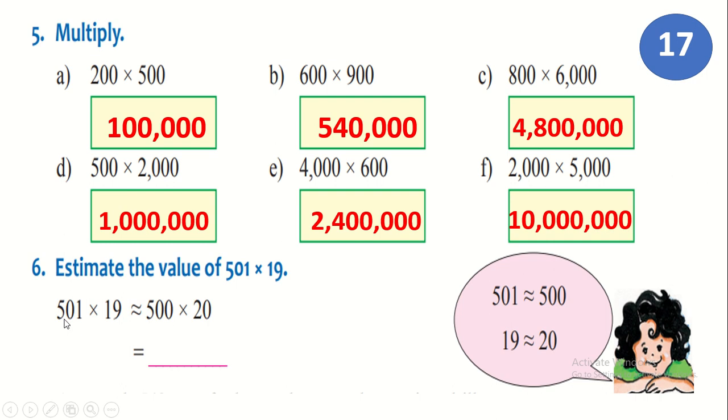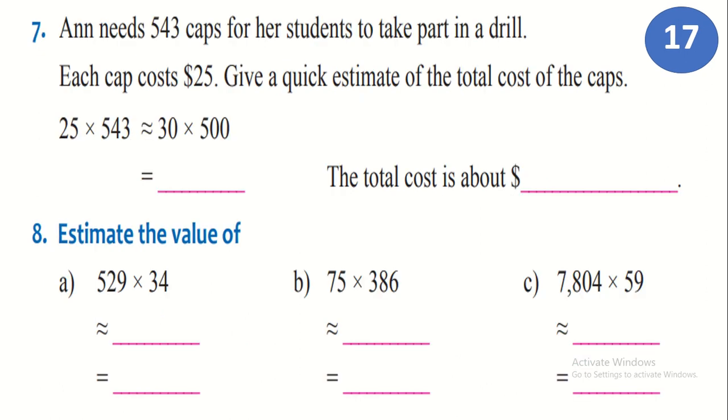500, round off to the nearest 100. And for the tens here, round off to the nearest 10. That's why you have 500 times 20. How many zeros? 1, 2, 3. 3 zeros. 5 times 2 is 10. The answer is 10,000. Correct, students? Okay, now let's move to number 7 and 8.